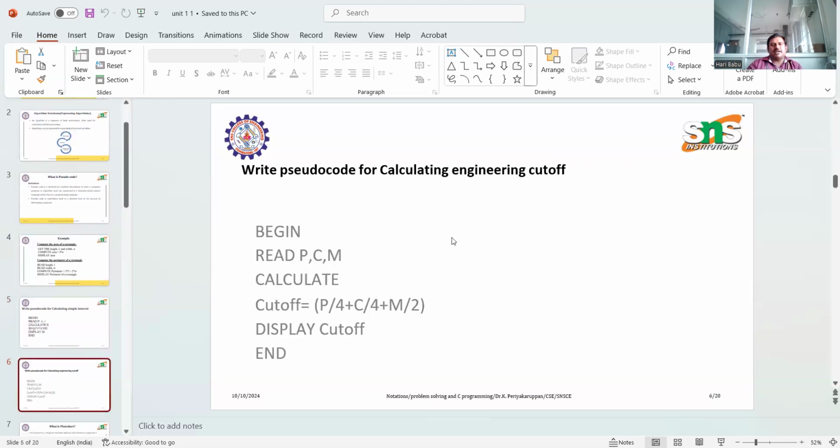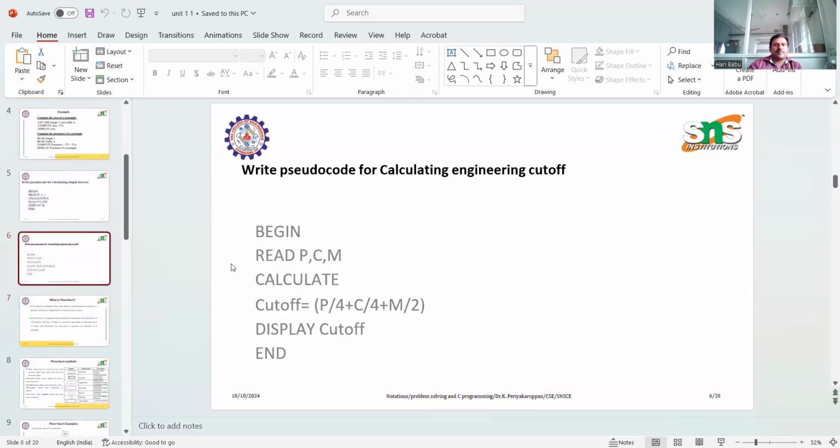Pseudocode for calculating engineering cutoff. Similarly, begin, read P, C, M. What are P, C, M here? Physics, chemistry, maths. Calculate the cutoff: P by 4 plus C by 4 plus M by 2. Display cutoff. This is the program. Actually, we know about it.